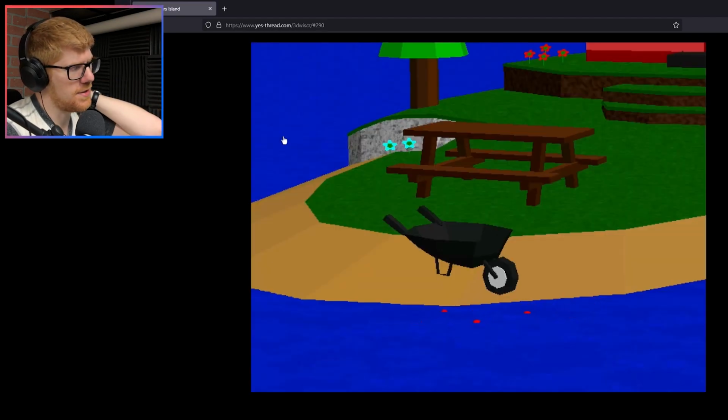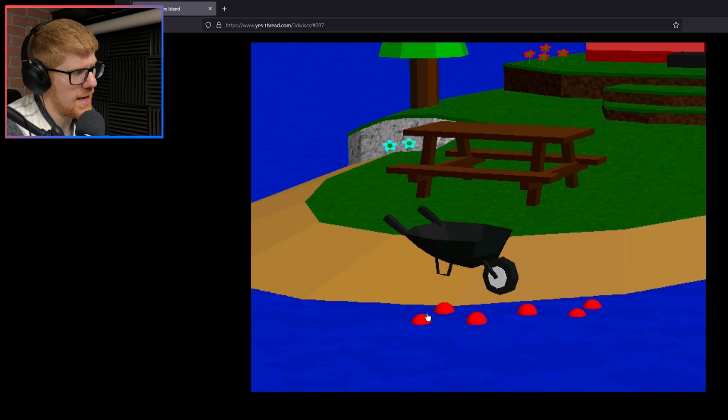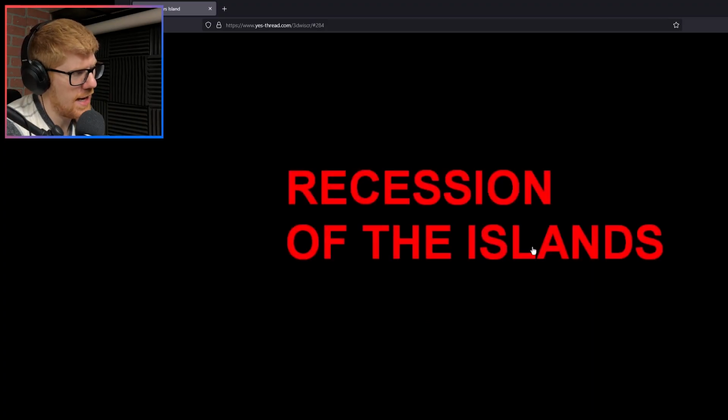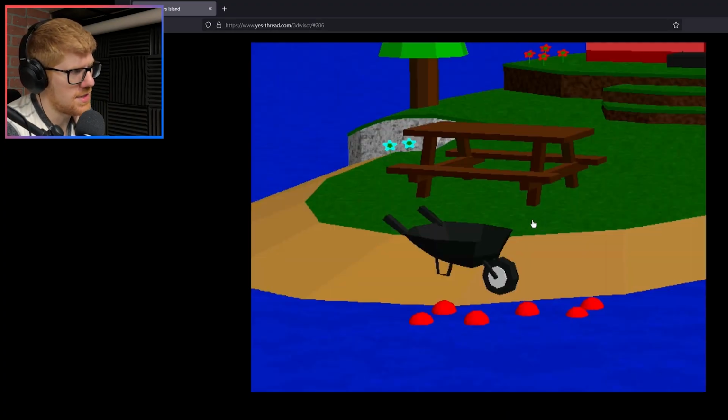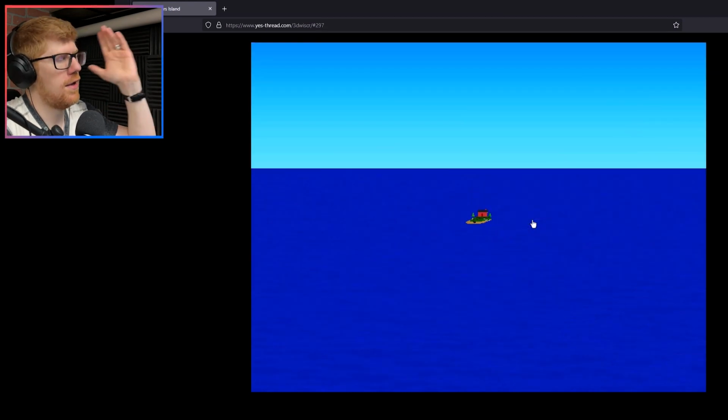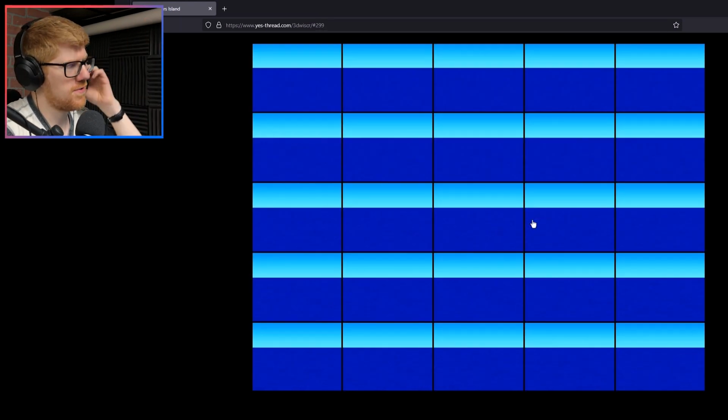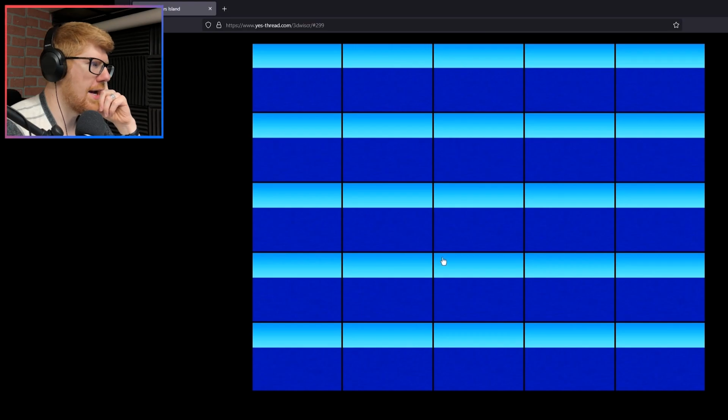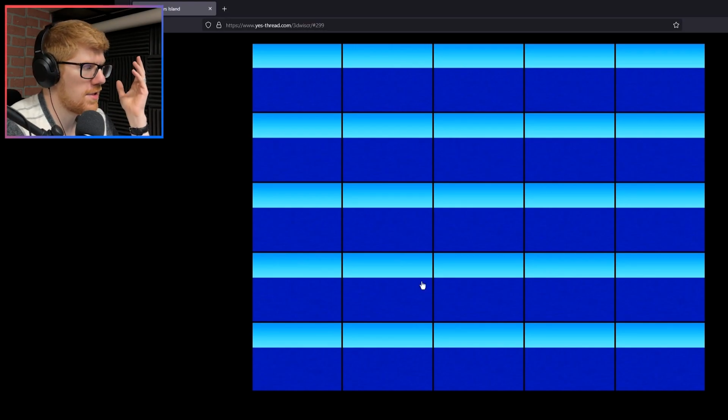The recession of the islands. So are they islands? What do you mean, recession of the islands? But this is an island, and it's receding in the same way that those spheres are receding. So there's many islands. Are they all gone now? Is that just the end of it? This is a red square. Damn it. I don't know shapes.